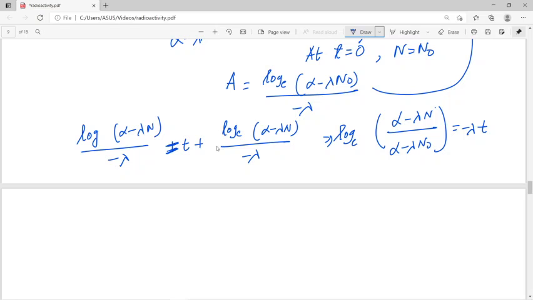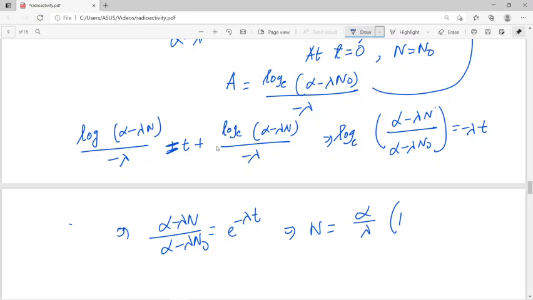And if you solve it, alpha minus lambda n by alpha minus lambda n naught equals e to the power minus lambda t, and we will get n equals alpha by lambda into 1 minus e to the power minus lambda t plus n naught e to the power minus lambda t. So that is the value of n.